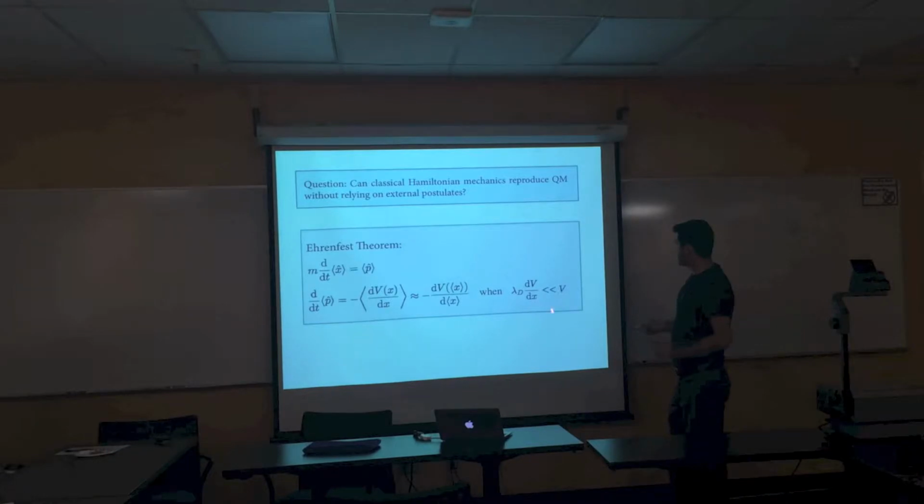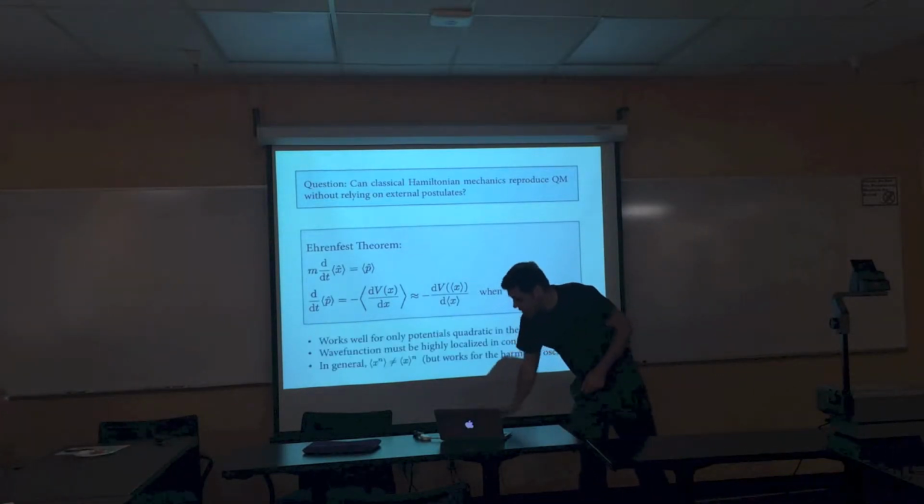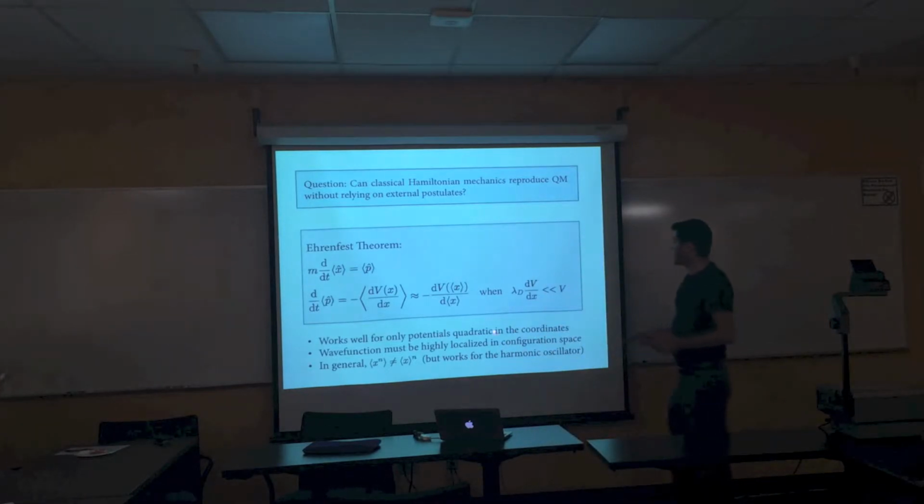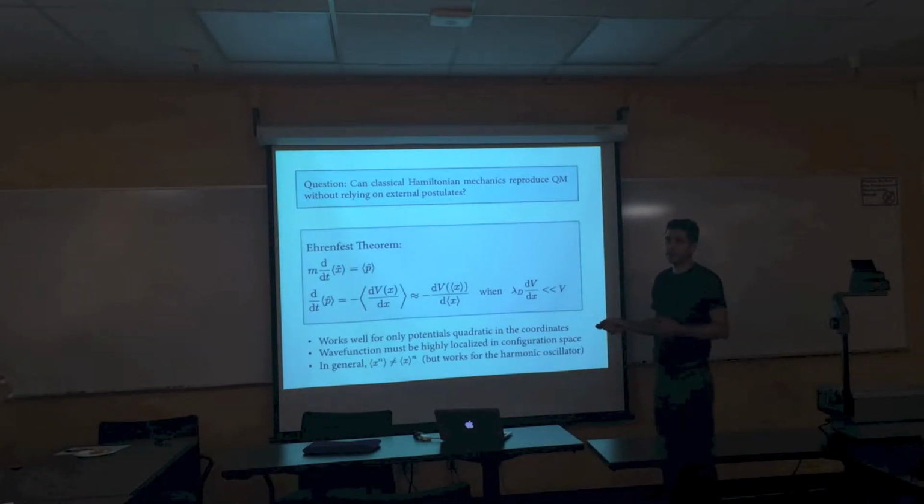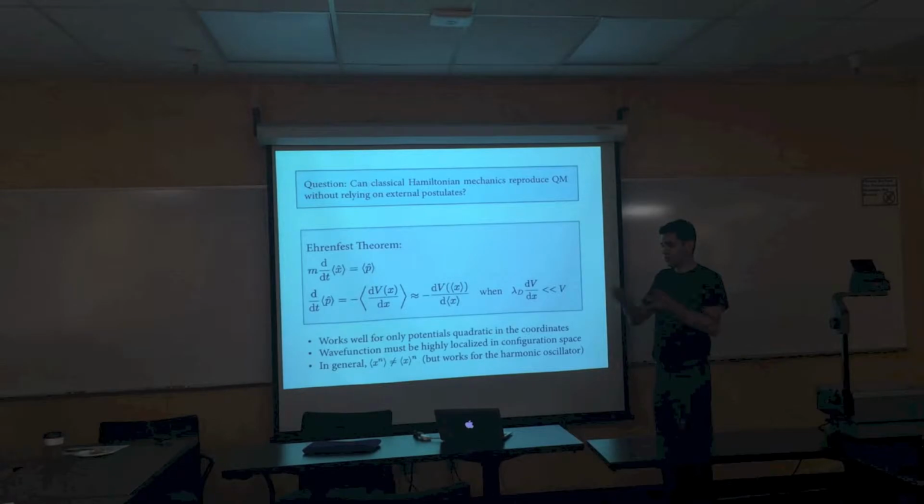So one of the assumptions here is that the potential varies on a scale much larger than the de Broglie wavelength. Okay? So actually, this works well for quadratic potentials. If you take a harmonic oscillator, you can find that the average value of x squared is exactly equal to the average value of x, quantity squared, but not for higher powers. So that's a problem.